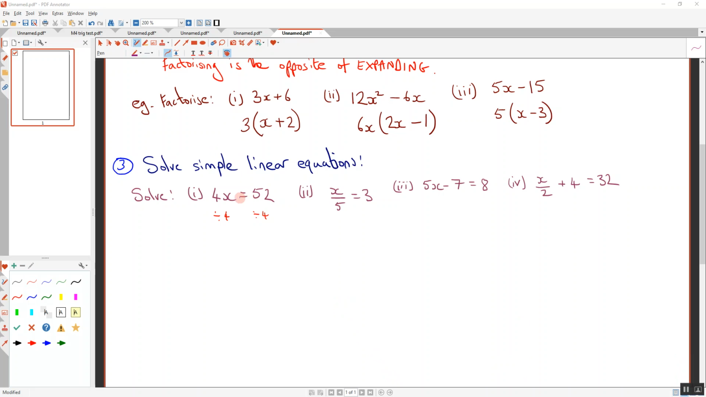All right, so we got 4x equals 52. We want to get the x by itself, so to get rid of the 4 that is multiplying, we do the opposite and divide. So we're going to have x equals 52 divided by 4. The answer is 13. All right, what about this one?